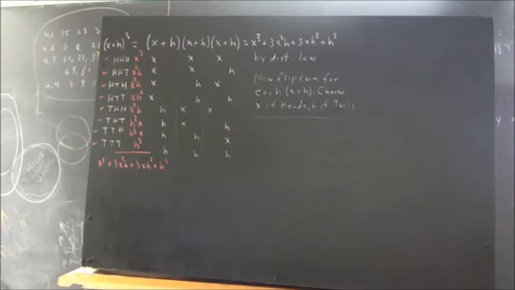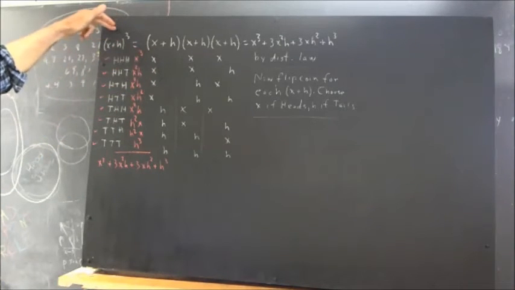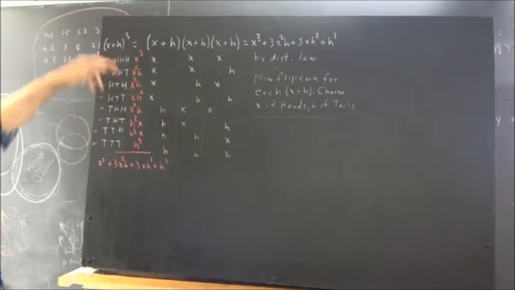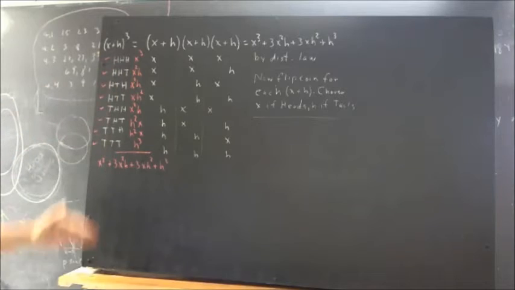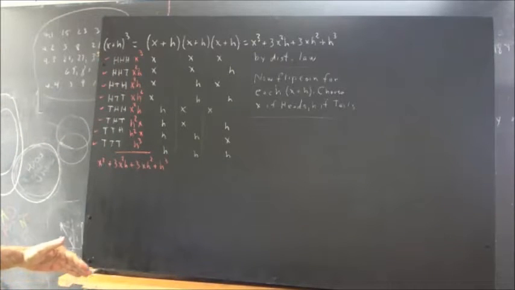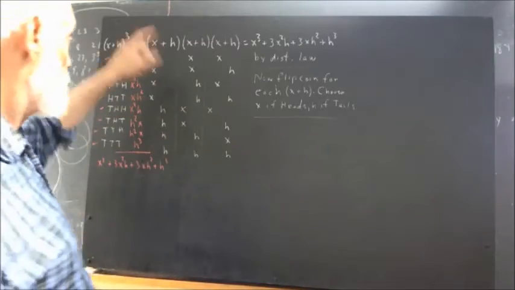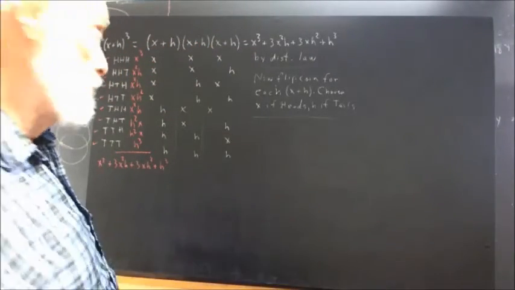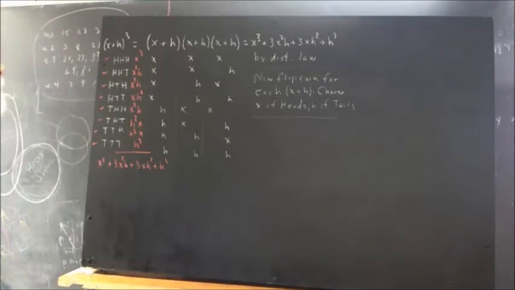Now this is going to be the case for any binomial expansion. If we want to do x plus h to the 5th, then, well, we could list out the 32 different ways heads and tails could come up. And what we get is going to correspond to the 32 different terms you would get in multiplying those 5 x plus h binomials.